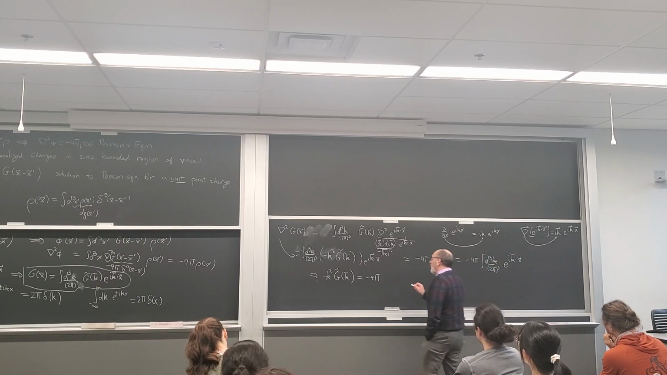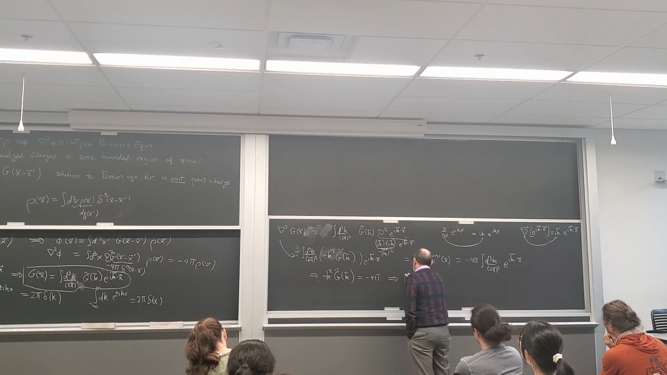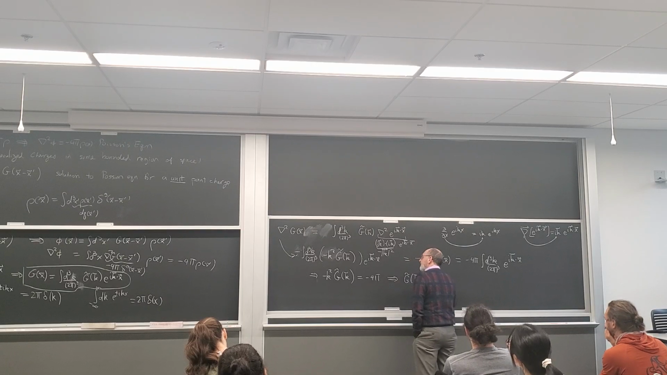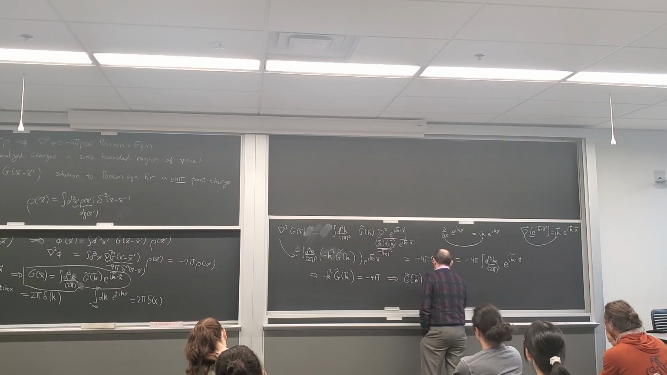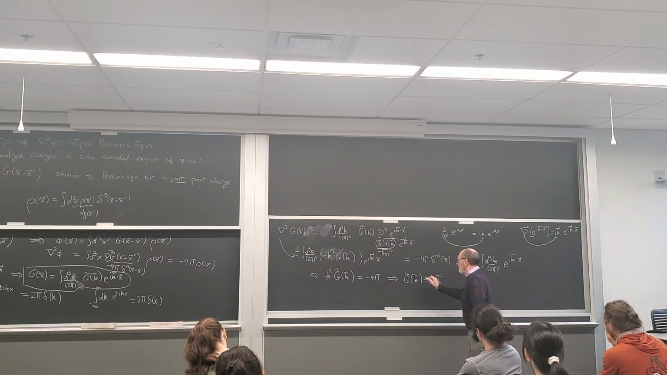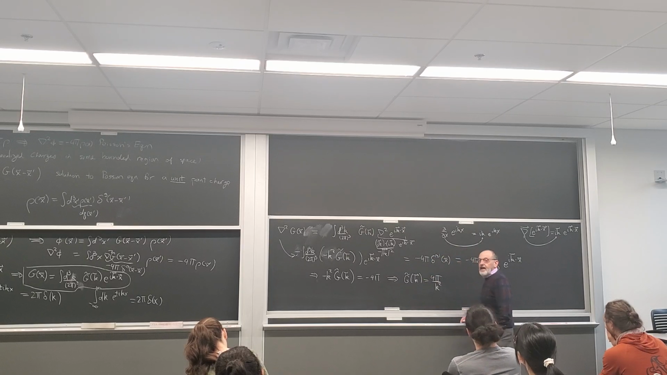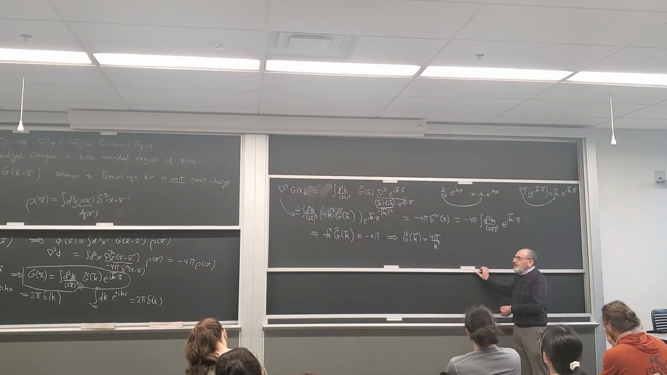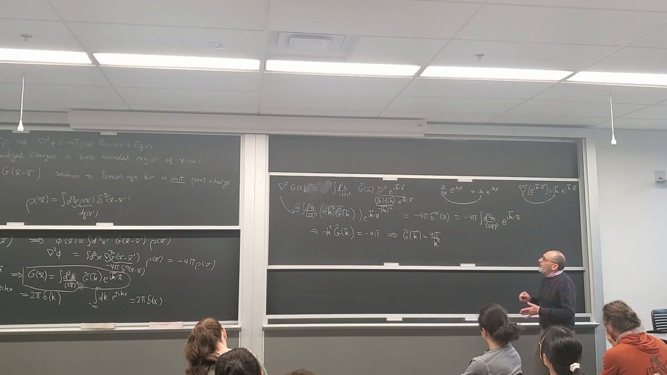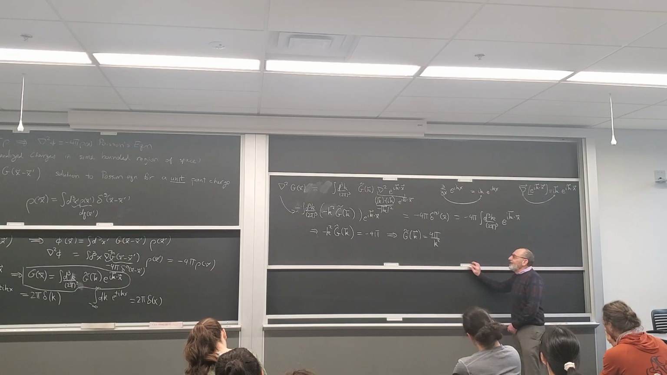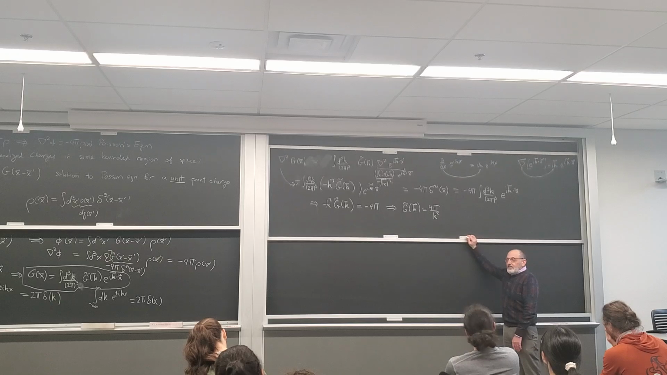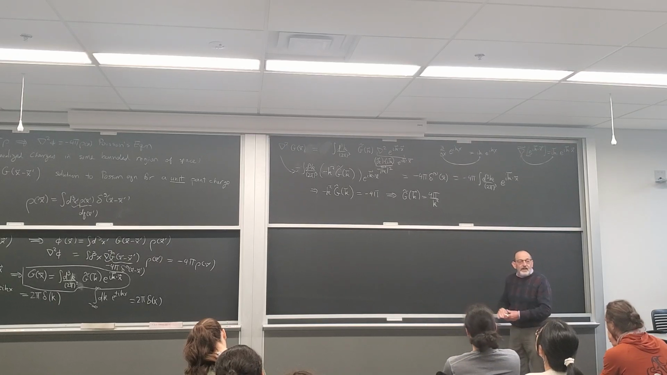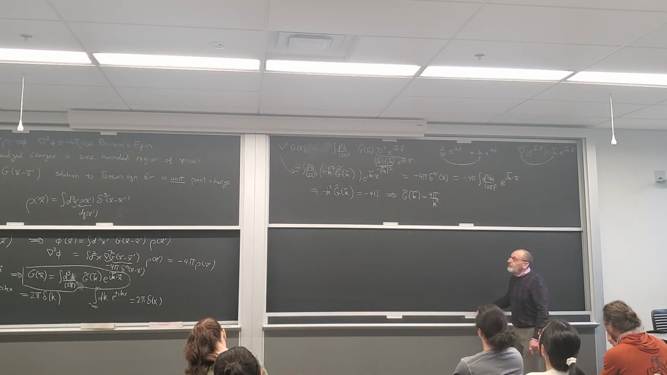And thus, what we have is that the Fourier transform of the Green's function is equal to 4 pi over k squared, where k squared is k dot k. So we've solved for the Green's function in reciprocal space, and so now what we have to do is take the inverse to get back to configuration space.